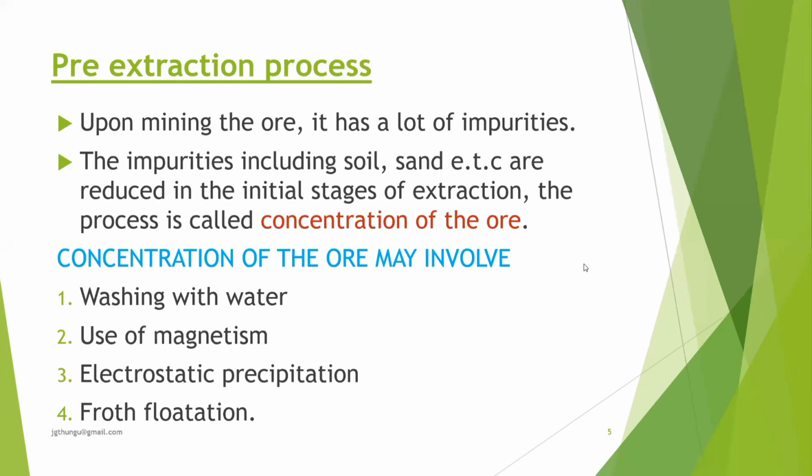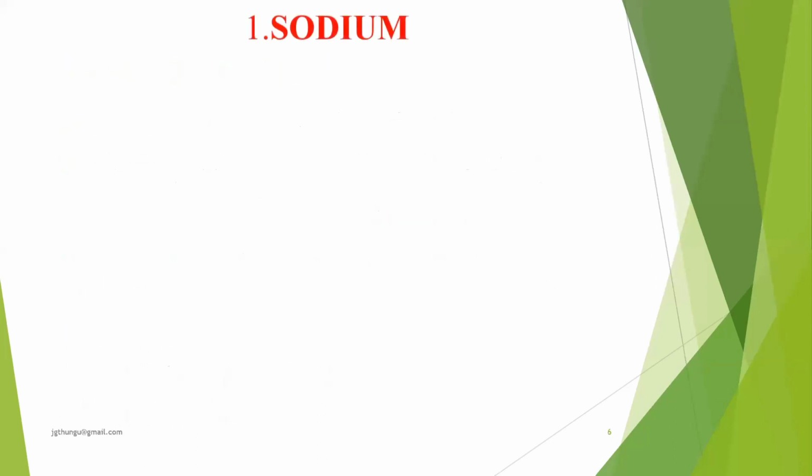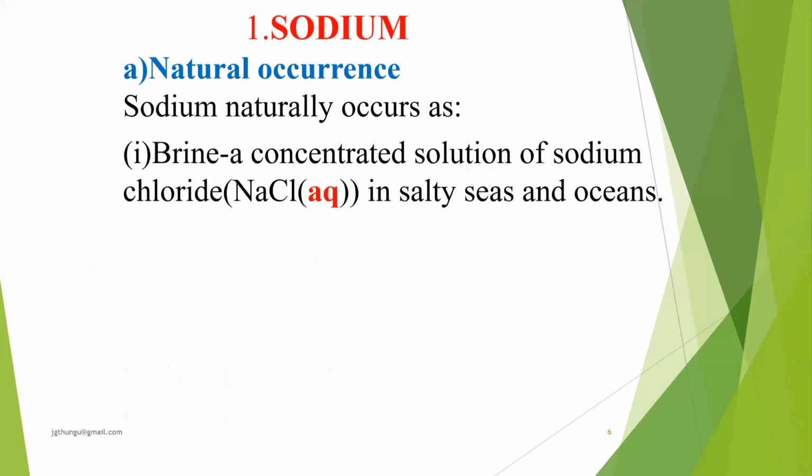So in the next part, we are now going to look at the first metal, that is sodium. Look at the occurrence of sodium. We have sodium occurring as brine. That is a solution of sodium chloride, and that is found in salty seas and ocean.